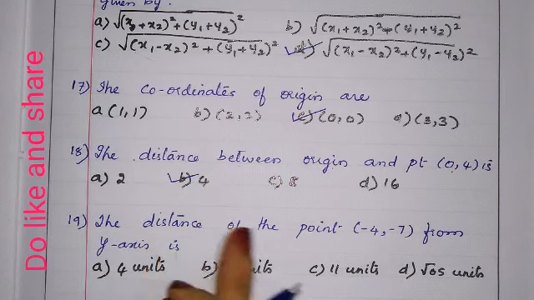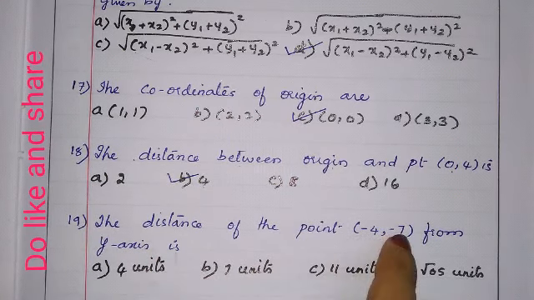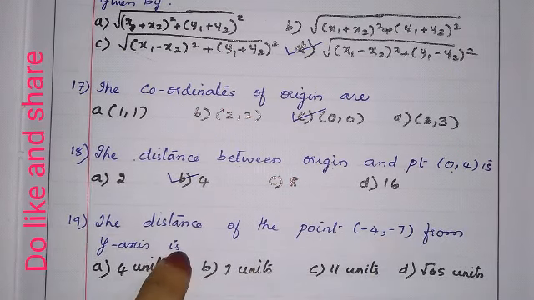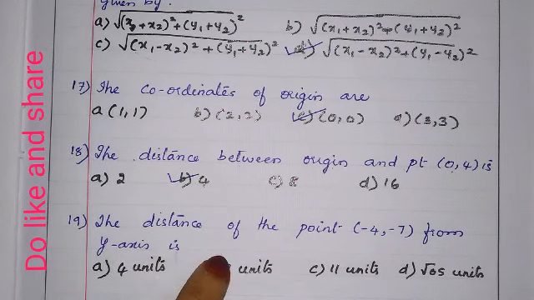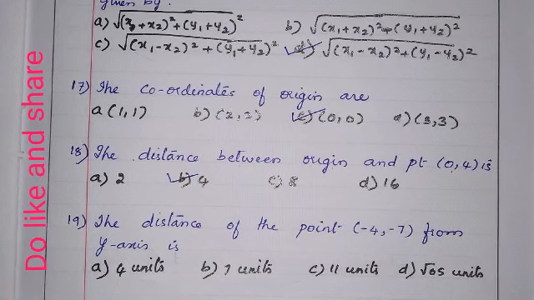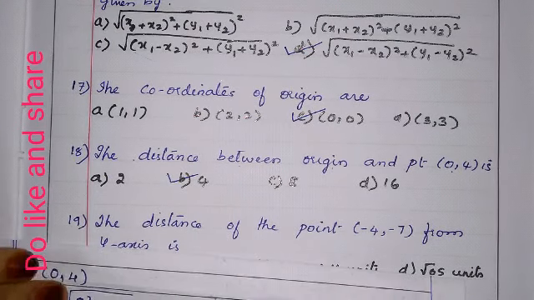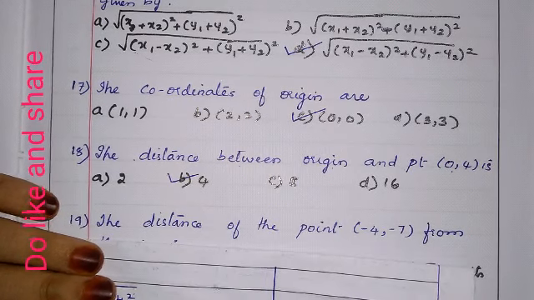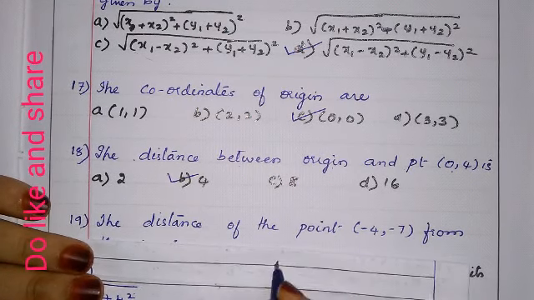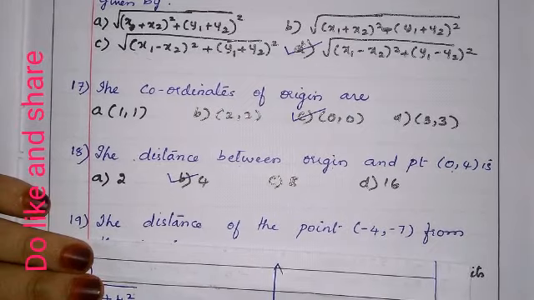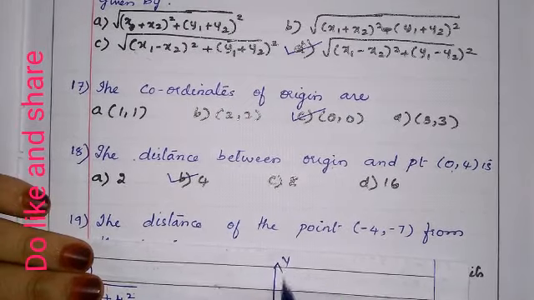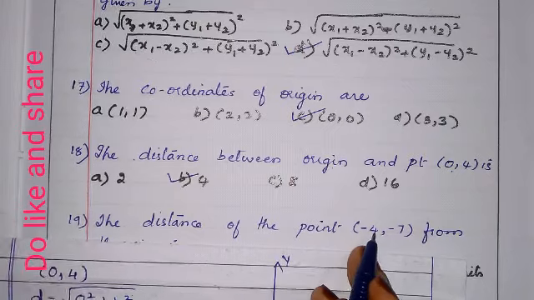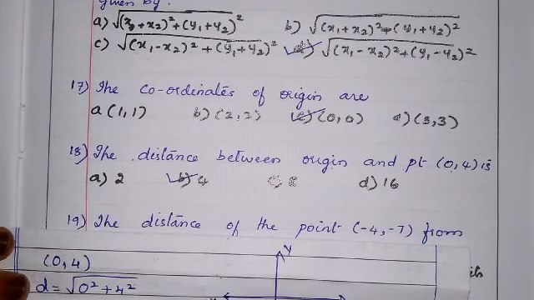The distance of the point (-4, -7) from y-axis is. Again, you can see it like the previous problem. That problem I didn't show you in the figure. Here I'll show you again. This is the x-axis. This is the y-axis. (-4, -7). Minus 4 on x comes here.